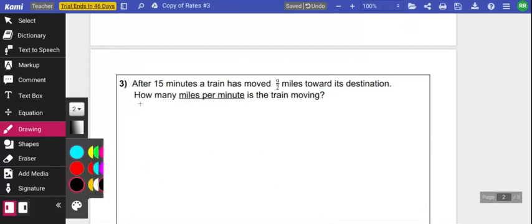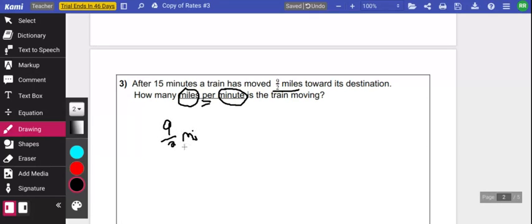Number 3, after 15 minutes, a train has moved 9/2 miles toward its destination. How many miles per minute is the train moving? So miles on top of the rate, per is the horizontal fraction bar, minutes are on bottom. So let's put miles on top. That's 9/2 mile per minute. How many minutes? 15 minutes. So 15 minutes.